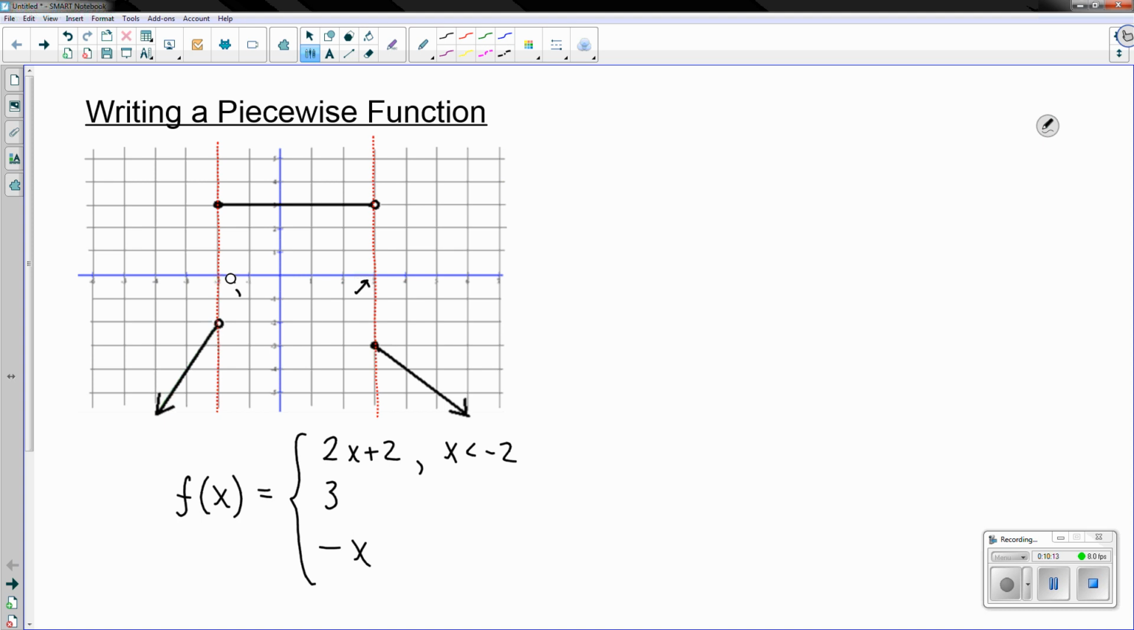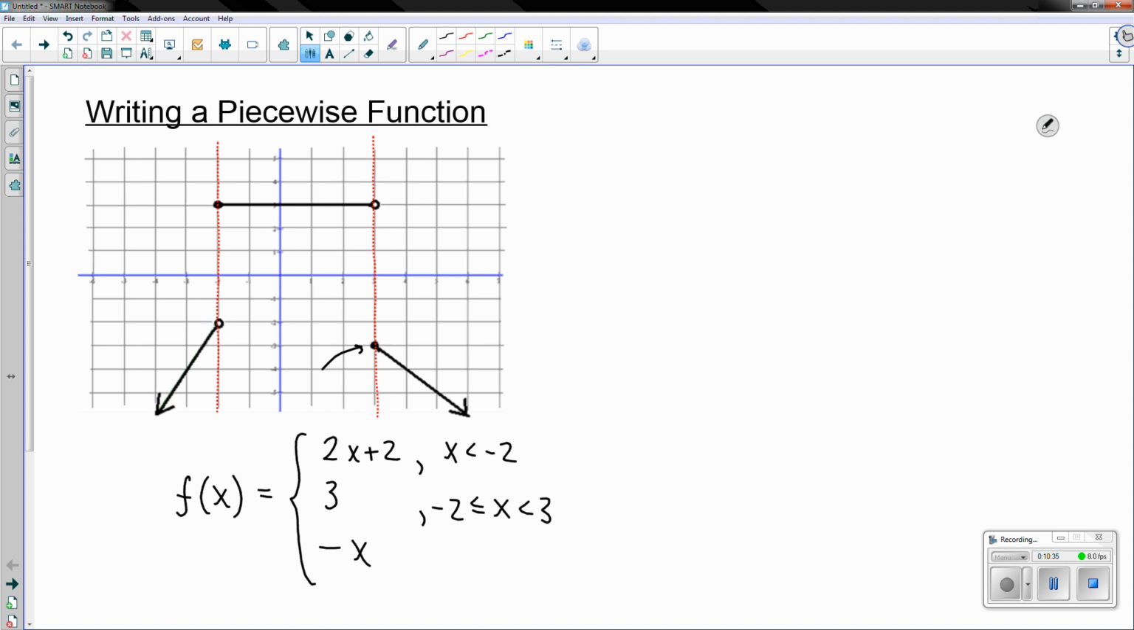So that middle section of the graph, -2 is included in that interval. So we want to say -2 is less than or equal to x, which is less than 3. 3 is not included because of the open circle. And then for the last section, this last piece is applied whenever x is greater than or equal to 3.